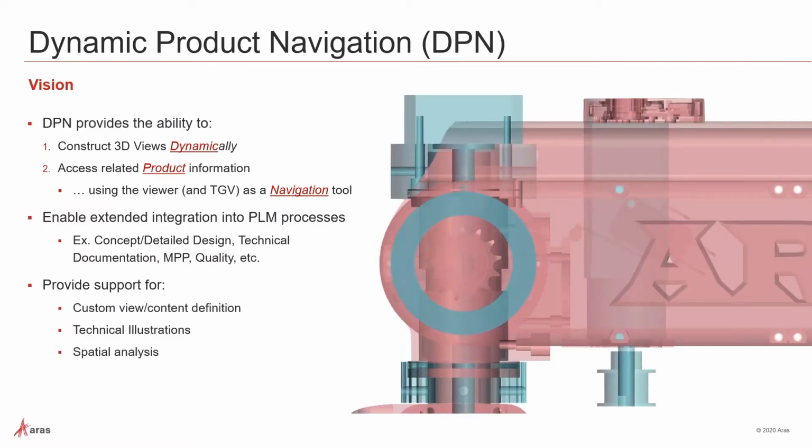Thank you, Brenna. Today, we will be continuing our discussion on 3D visualization, focusing on something we call Dynamic Product Navigation, or DPN. DPN refers to a suite of recent and upcoming features to improve Innovator's 3D visualization capability. Our goal is to implement a framework that will enable the use of these features throughout the entire product lifecycle. This framework will provide support for custom data, custom views, technical graphics, and spatial analysis.